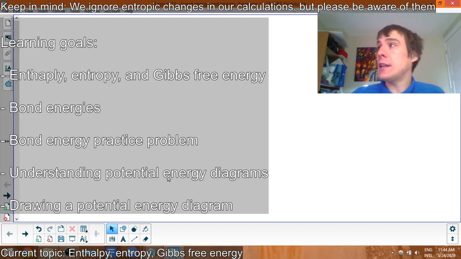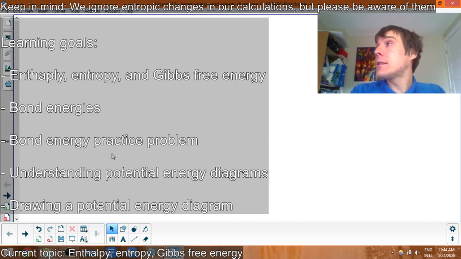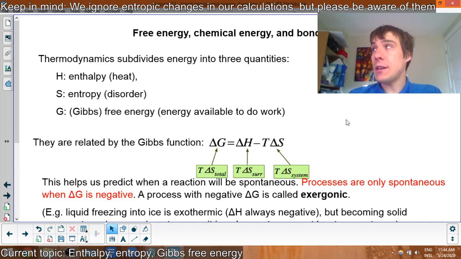We're also going to take that and turn it into potential energy diagrams because it's a very quick way to visualize energy changes in a chemical reaction. And you'll be seeing a lot of them, so good idea to have a look at them. So let's get started with a little bit of slightly more advanced thermodynamics.